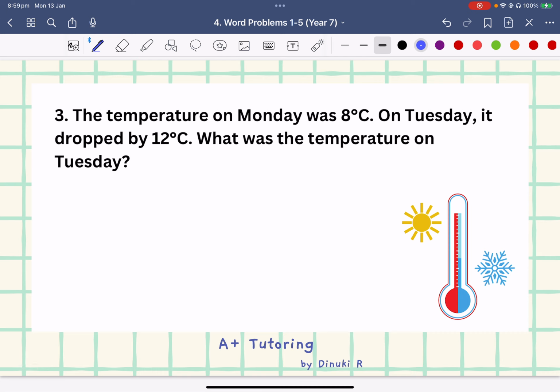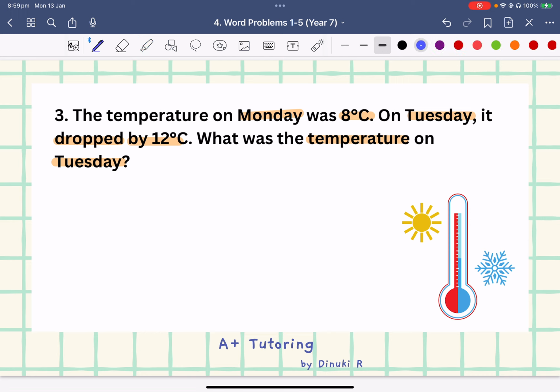Question number 3, pause the video here and take a second to read through the question. Okay, now that you've had a chance to read through, let's go through the question and highlight the key pieces of information. The temperature on Monday was 8 degrees Celsius. On Tuesday, it dropped by 12 degrees Celsius. What was the temperature on Tuesday?